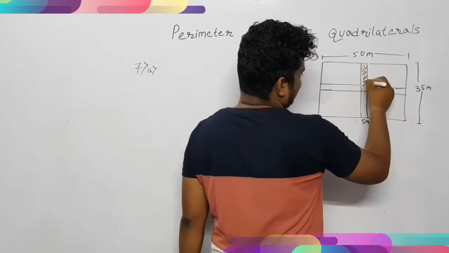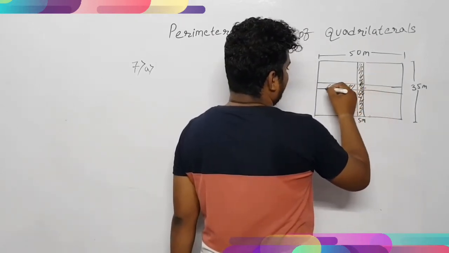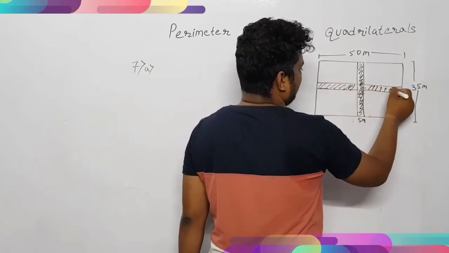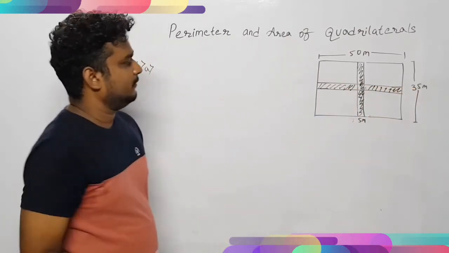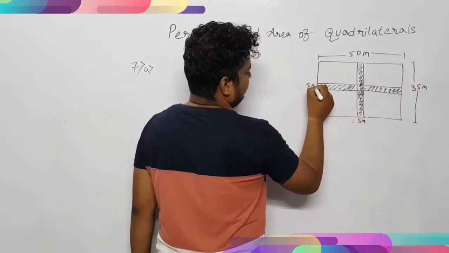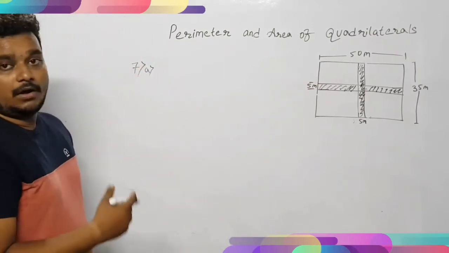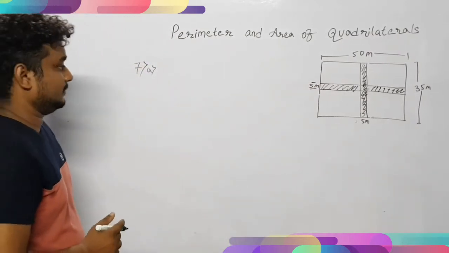These are the shaded regions. So the area of the path we need to find, or the shaded region, whatever you call it, both are the same. The width of the path is given as 5 meter. This side also it is 5 meter, this particular width I am talking about. So first of all, how to solve this particular question?